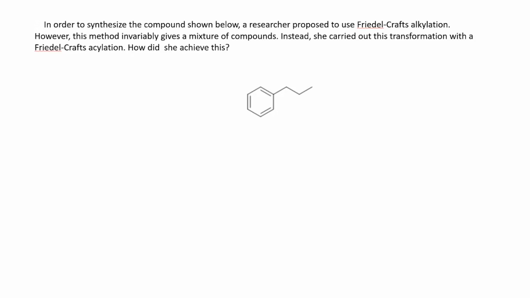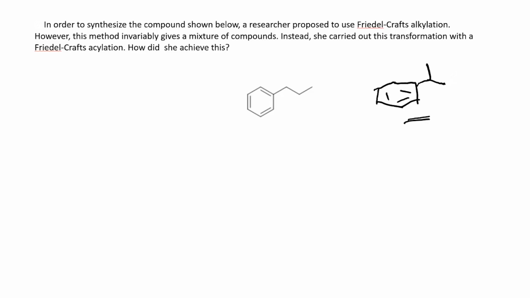Alright, so here the question is, how would you synthesize this compound using the Friedel-Crafts acylation reaction? Because we saw in the previous problem that if you have a Friedel-Crafts alkylation that is going on, then you invariably end up with a mixture of products. So if you attempt a Friedel-Crafts alkylation reaction, then you're going to get a mixture of this compound as well as the rearranged product. So this is going to be a problem, and in fact this might even be the major product.